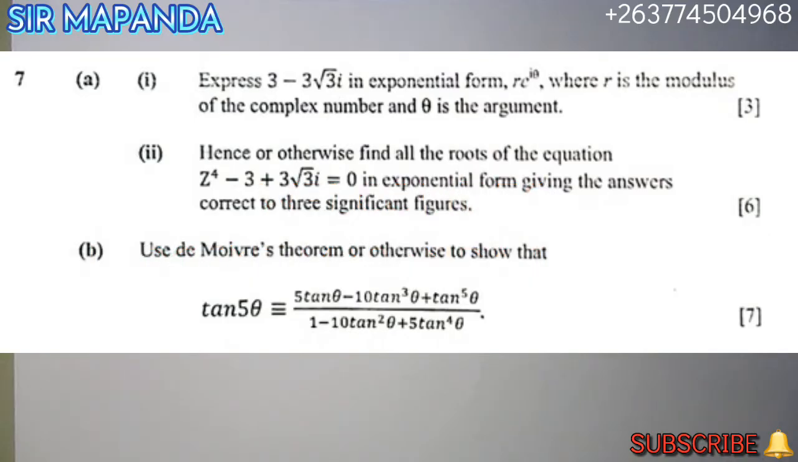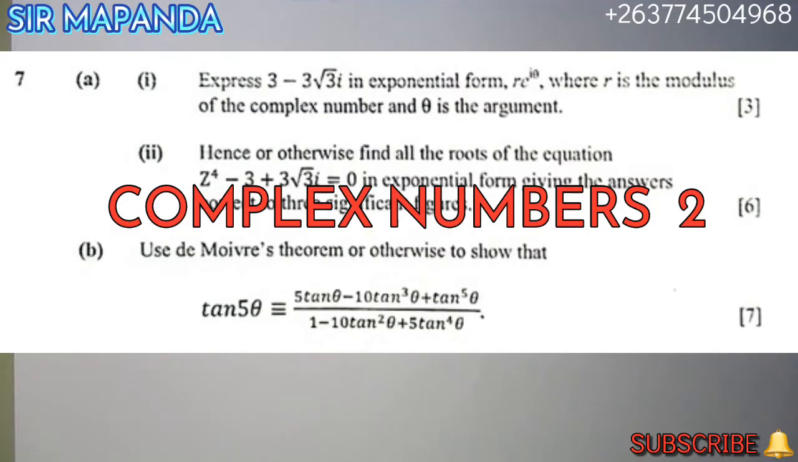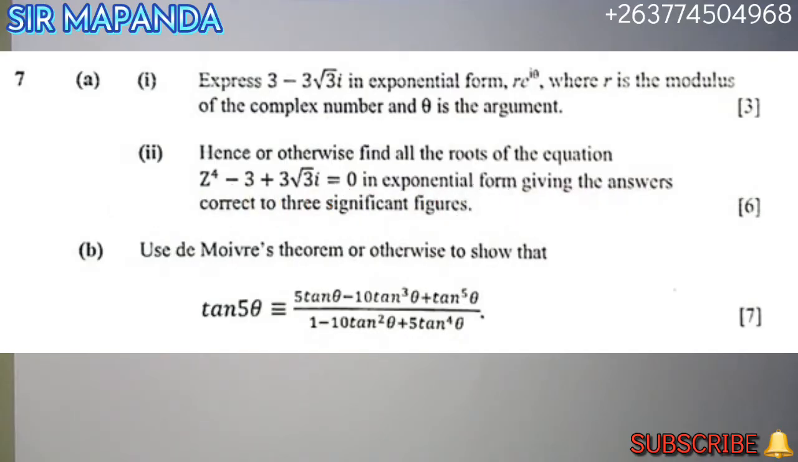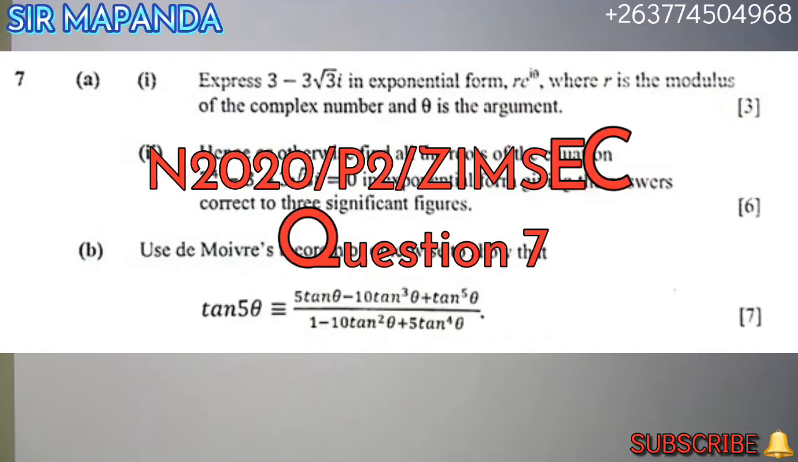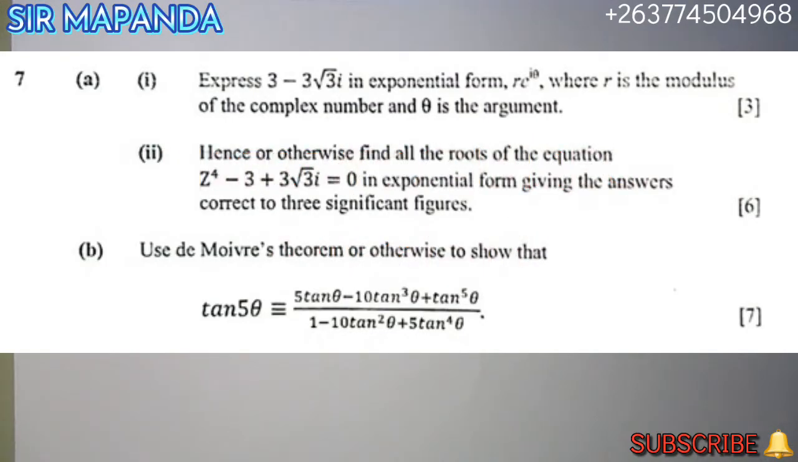In today's lesson we are going to focus on complex numbers, right? So I have extracted a question from November 2020 Zimsec paper 2, section B. It reads, express 3 minus 3 root 3i in exponential form r exponential of i theta, where r is the modulus of the complex number and theta is the argument, right?